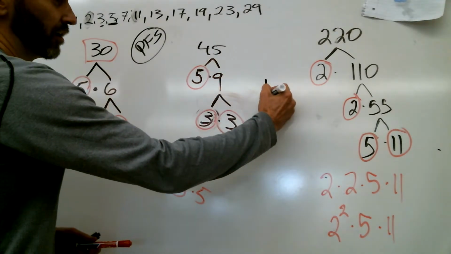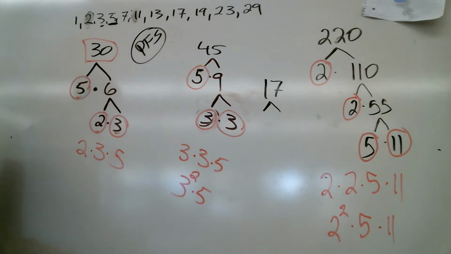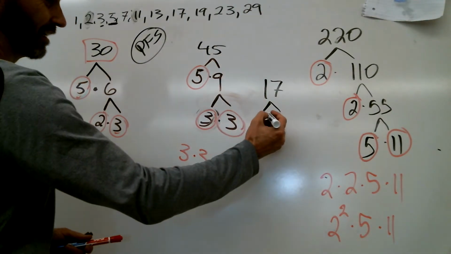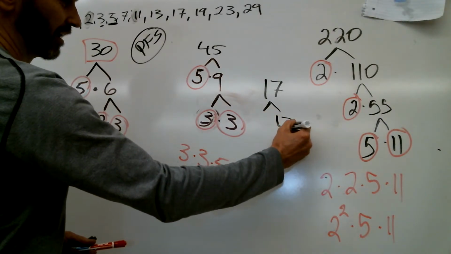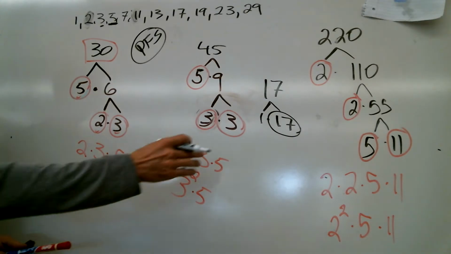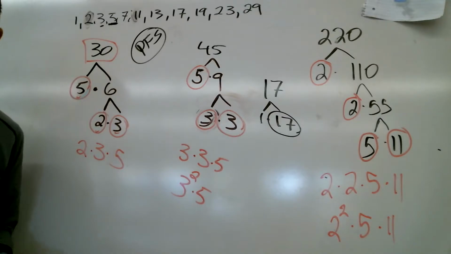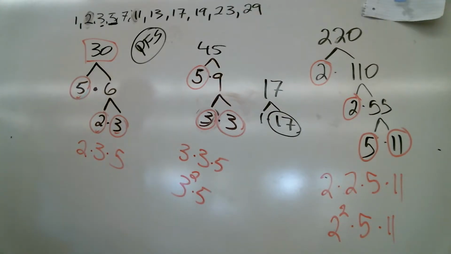Here's a hard one. Let's do 17. What are my prime factors of 17? In this one, it would be 1 times 17. We only have 17. 1, we never put in the prime factor sequence because it doesn't change anything. Hopefully that makes sense. If not, ask me a question next week.